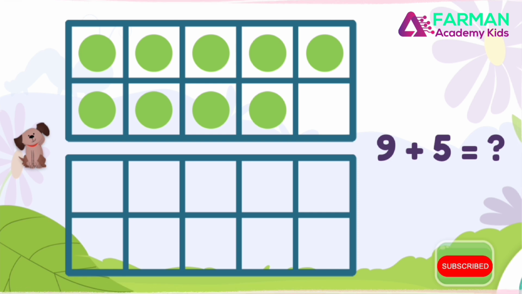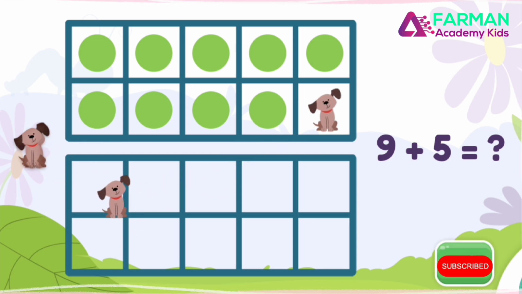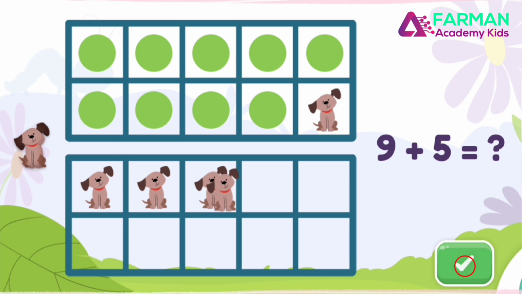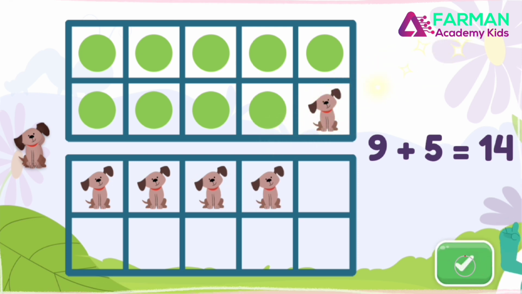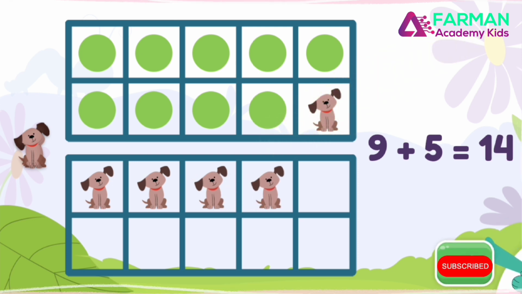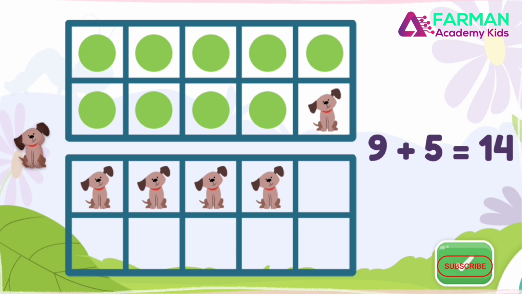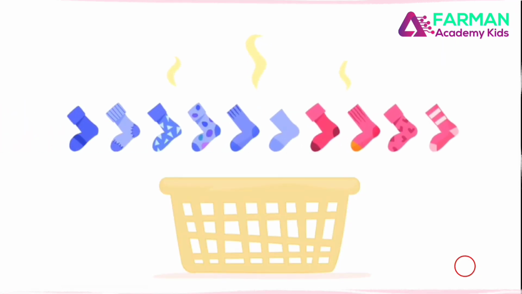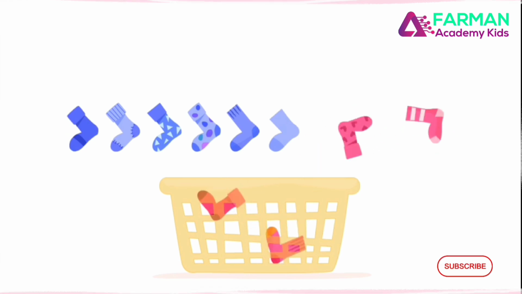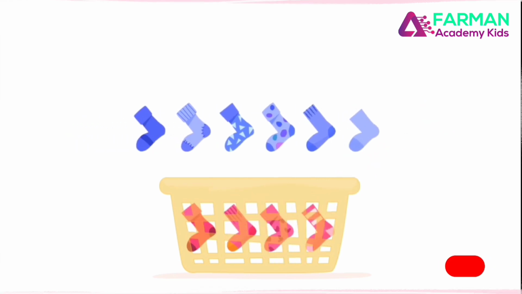Use the 10 frames to show 9 plus 5. Good thinking! 9 plus 5 equals 10 plus 4. There are so many combinations of numbers. There are 10 dirty, stinky socks in my room! I only put 4 in the laundry basket. How many socks are still in my room?